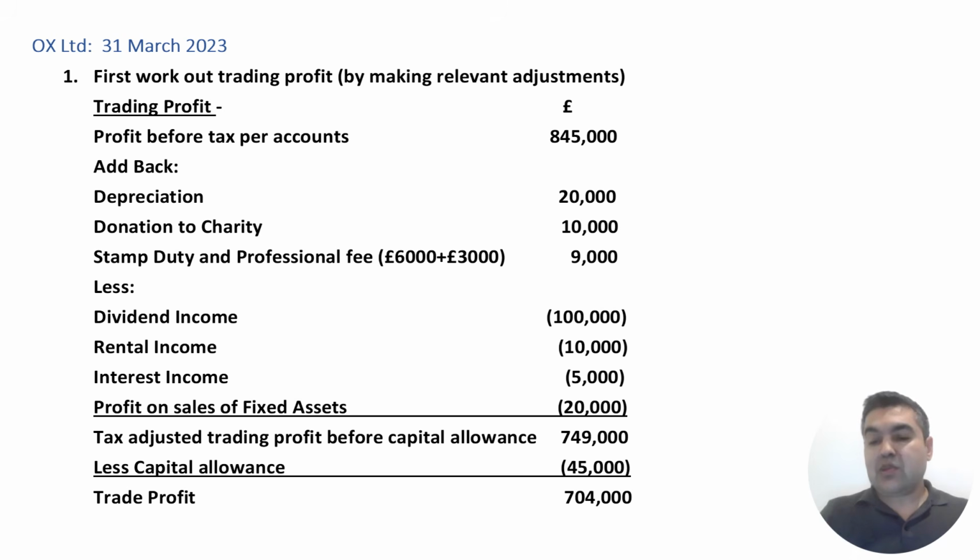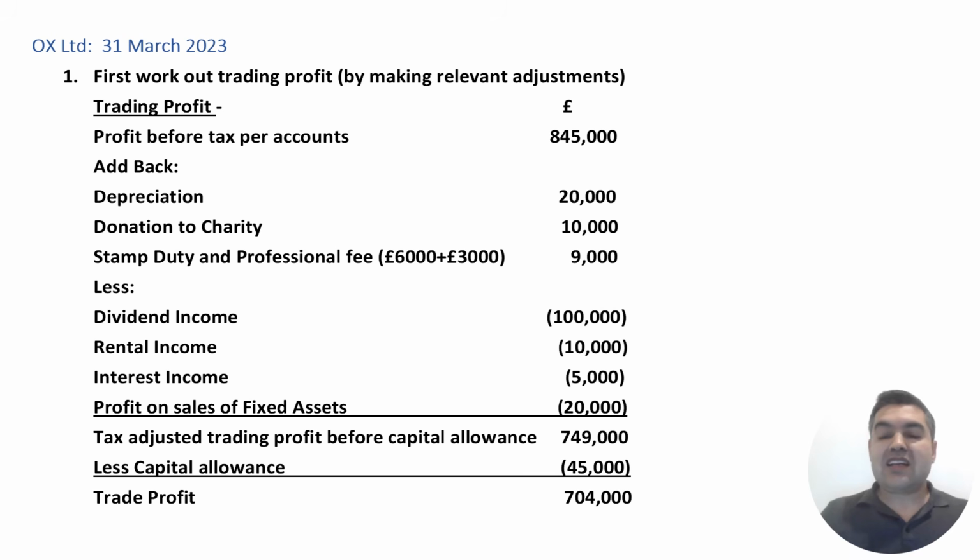If there is a taxable profit, we give deduction at later stages. Otherwise, if there is no profit subject to corporation tax, this charity donation will be wasted. You add back stamp duty and professional fee. The professional fee paid in connection with buying this building is capital in nature.